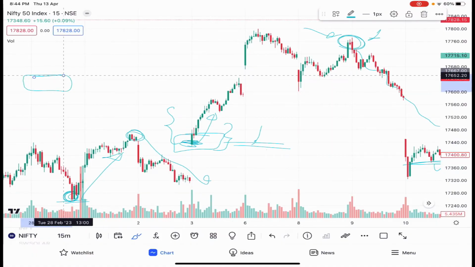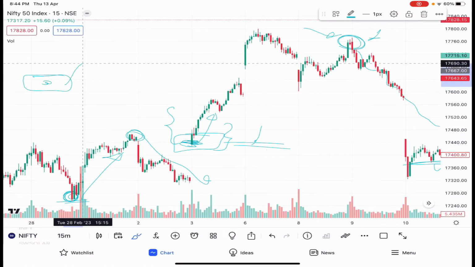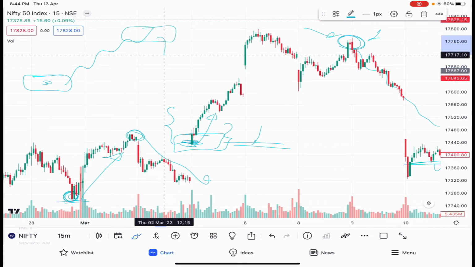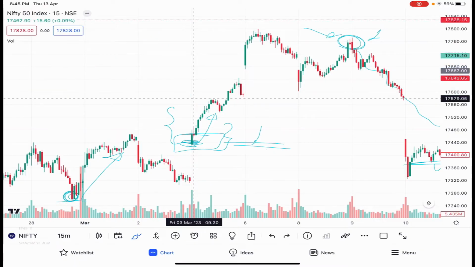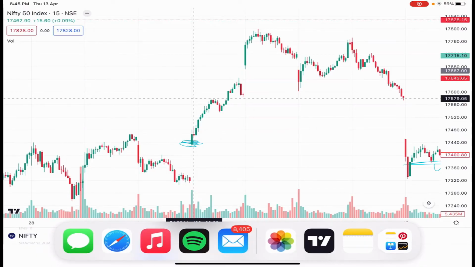You choose a particular point or a zone and you see whether a reversal or a movement took place from that point. So that is known as my supply and the demand zone. I hope you understood this. Again, homework. Go and mark many demand zones and supply zones in the charts.